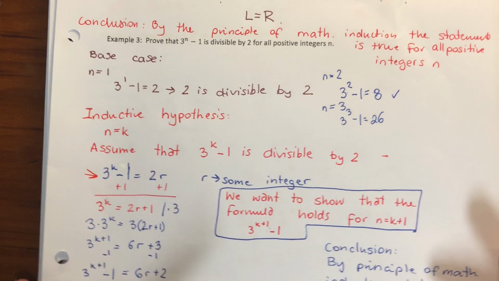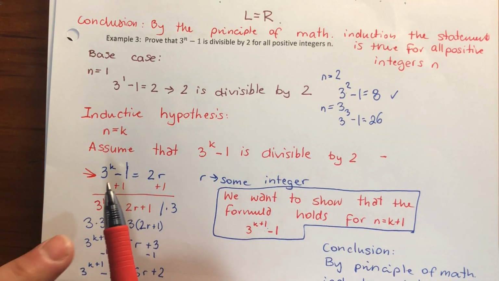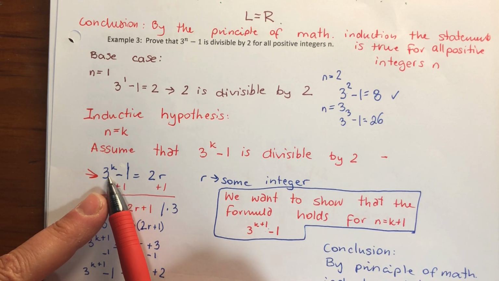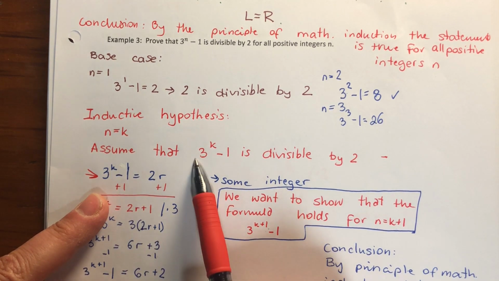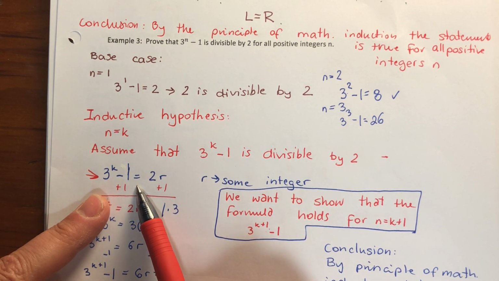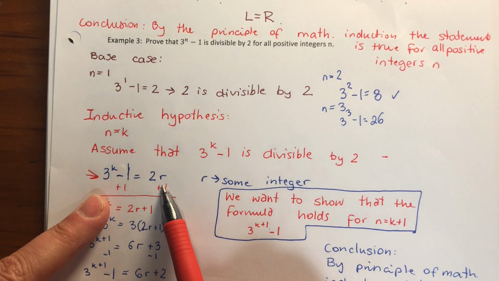I am still at my original statement when I plug in the 3^k. I do not have the k plus 1 here. I only have 3^k minus 1. So this is after I plugged in k. I am going to say that this is equivalent to 2r.